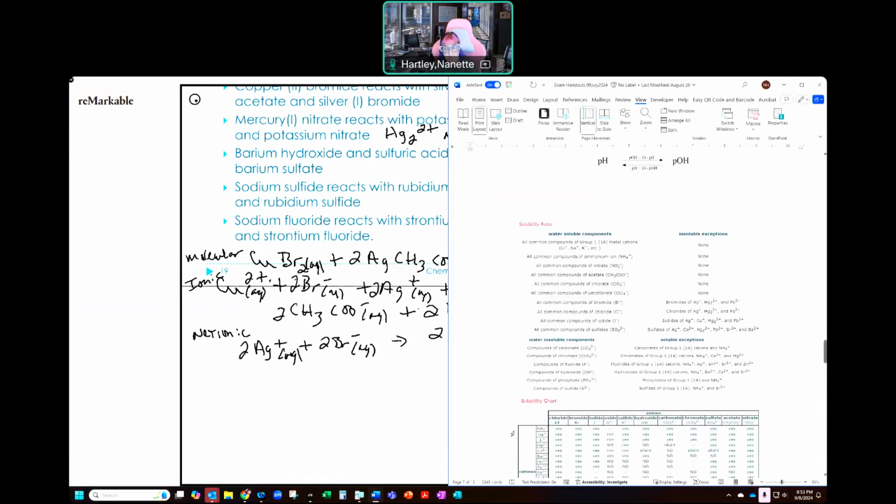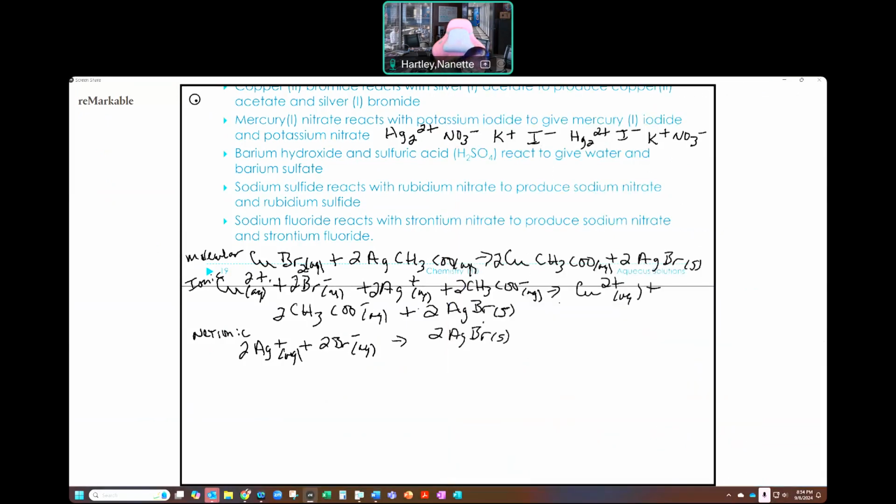I didn't remember what they were, so I wanted to write them up there so that I could look down here. Now, mercury and nitrate, I know that nitrate is up here, and all common compounds of nitrate are soluble. So this first instance is soluble. But this second one, it says all common compounds of iodine are soluble except Hg2 2+, and that one is not. So this thing right here is not soluble. So when that one is in my equation, it's not going to be soluble.